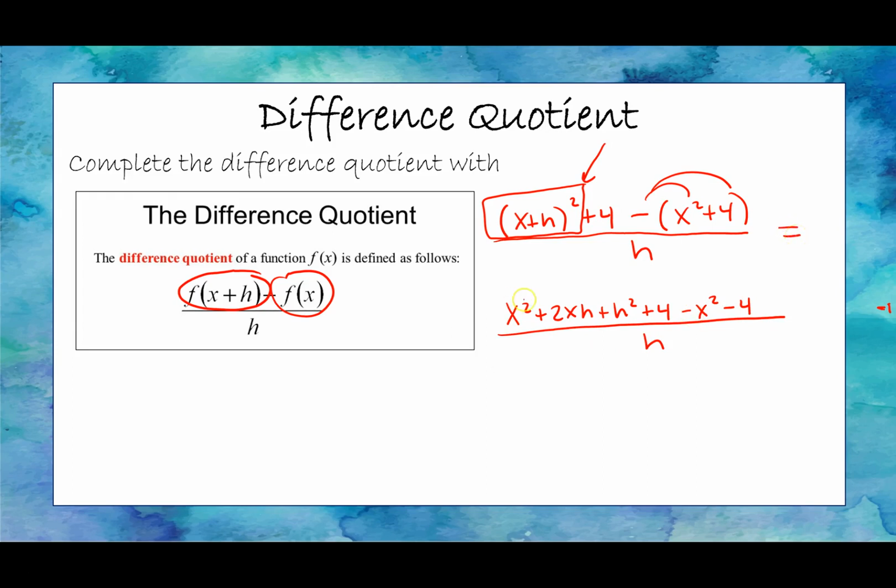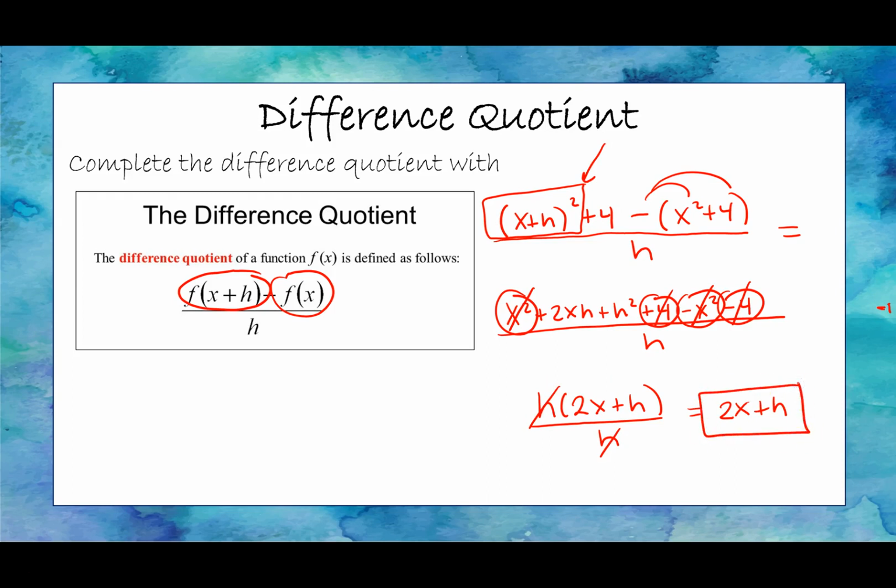Okay, at this point, this is where things start to cancel. An x squared and a negative x squared cancel, a plus 4 and a minus 4 cancel. At this point we pull out an h from the numerator. See how both of these terms have h's in them? And so now I'm going to pull out an h, and I'm going to be left with a 2x plus h over h. The h's cancel, and I'm left with a 2x plus h. There we are.